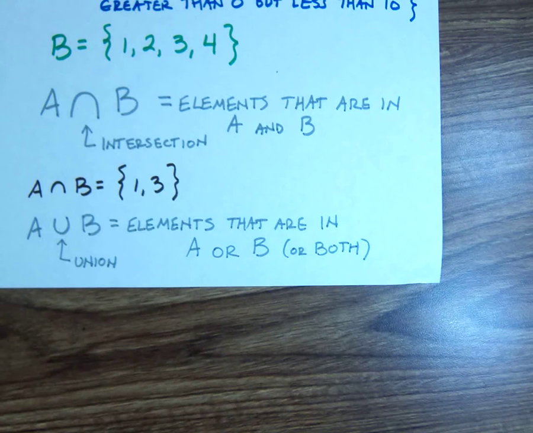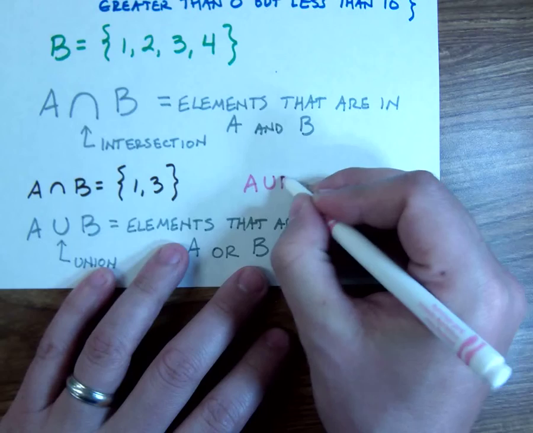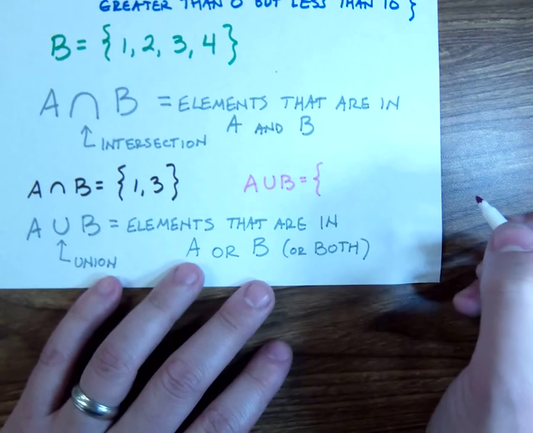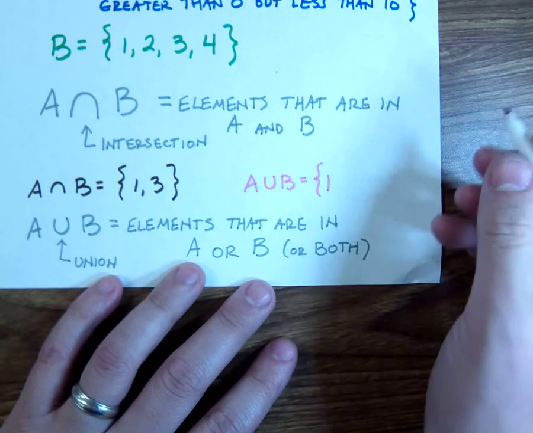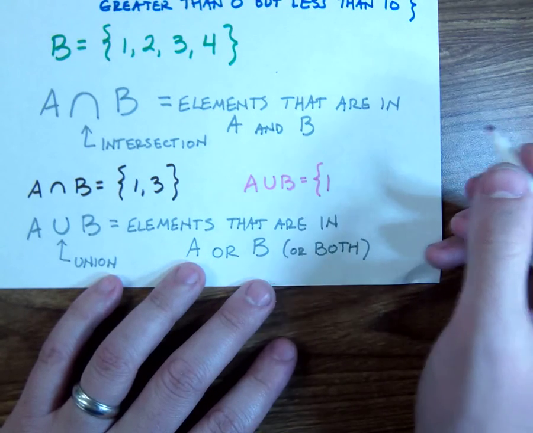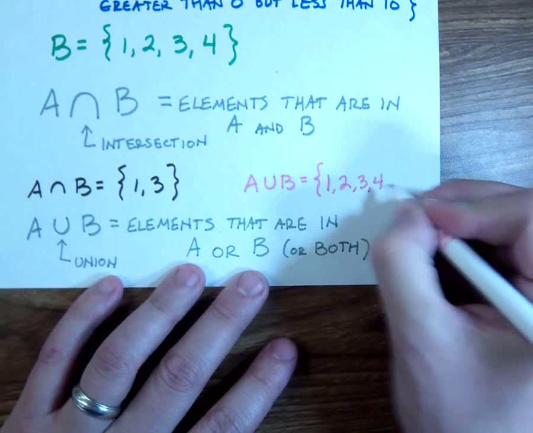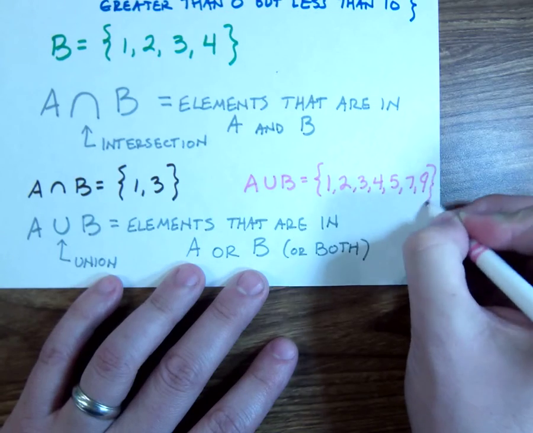That's elements that are in A or B or both, meaning they could be in both of them, or they could just be in one or the other. So in this case, what would be the union of A or B? Meaning what numbers are in A or B or both A and B? A was 1, 3, 5, 7, 9, and B is 1, 2, 3, 4. So we got 1, 2, 3, 4, 5, 7, 9.